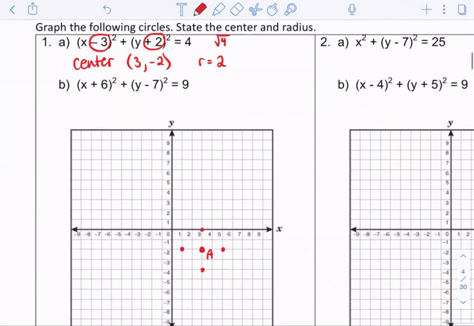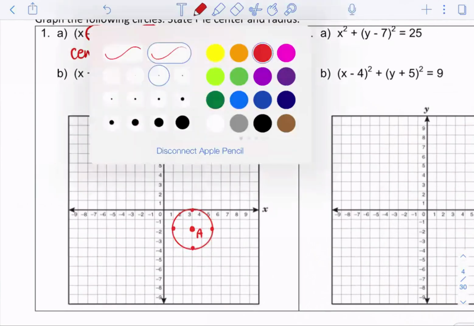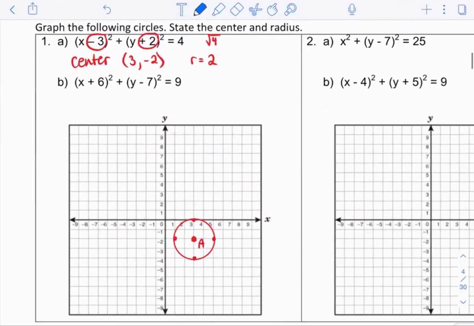And then to the best of my ability, I'm going to make this like a round circle. Thankfully I have the iPad, so it actually perfects it. That's nice. And then we could do a different color for circle B.